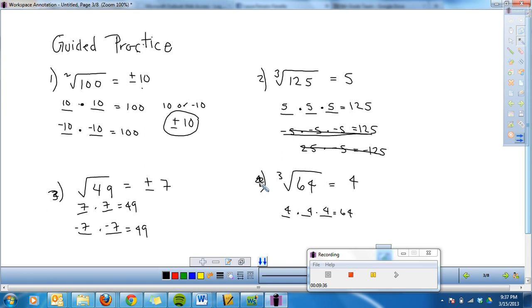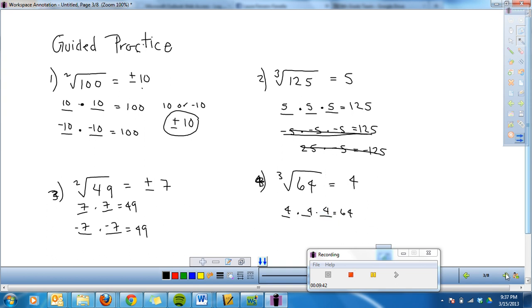On practice number 3, we should have had plus or minus 7 because it was the square root. Remember, there's a hidden 2 here. So what number times itself gives you 49? Plus or minus 7. Here we had a cubed root. So what number times itself 3 times gives you 64? So 4 times 4 times 4 gives you 64.